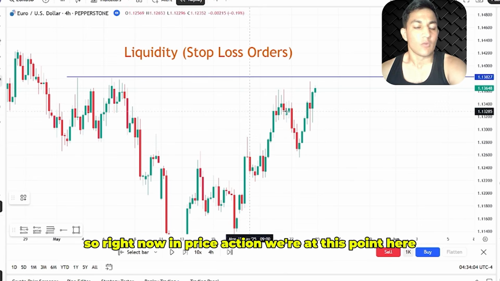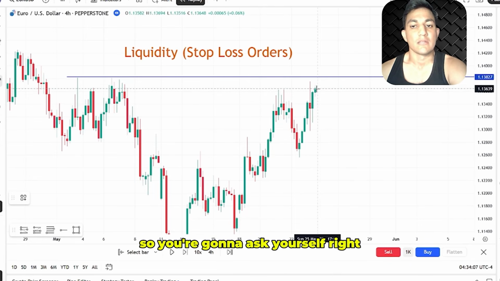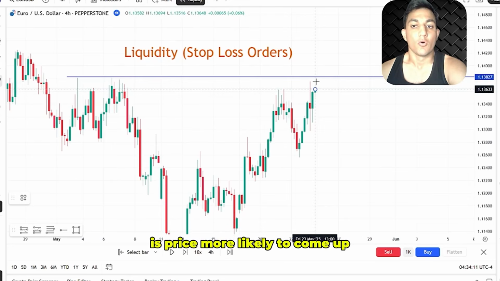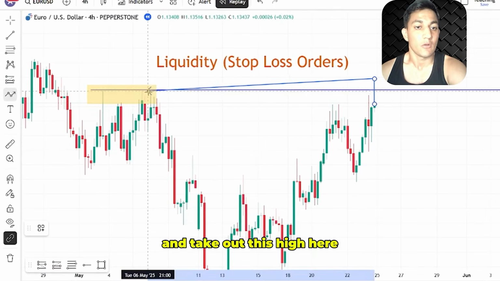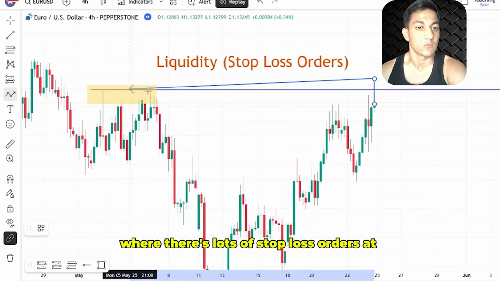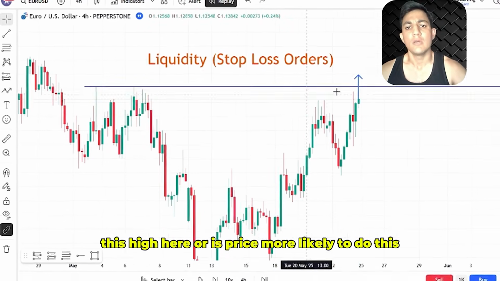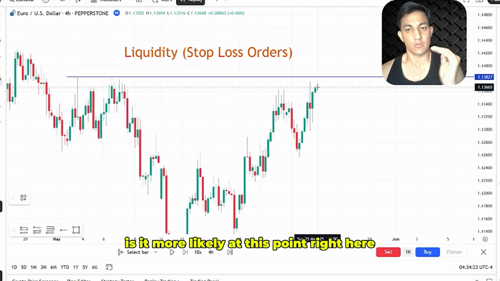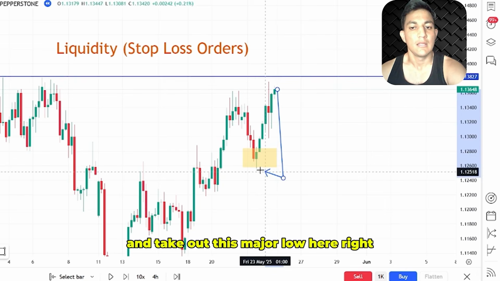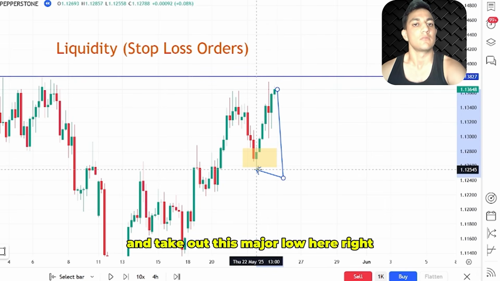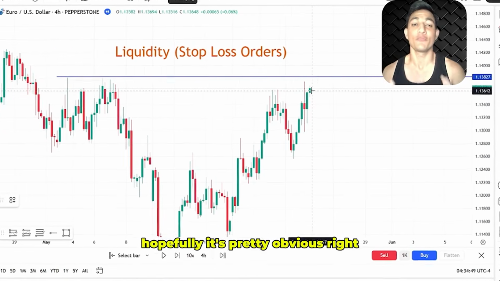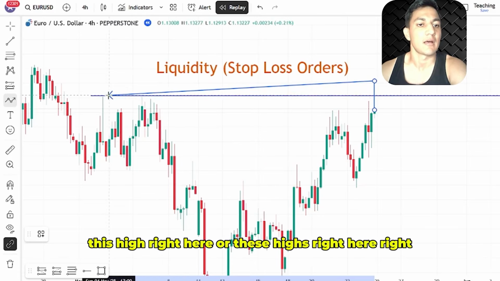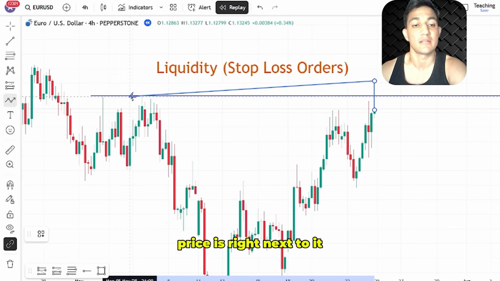So right now in price action, we're at this point here. So you're going to ask yourself, right, you're going to look to the left hand side of the chart, is price more likely to come up and take out this high here, where there's lots of stop loss orders, or is price more likely to do this? Is it more likely at this point right here to come all the way down and take out this major low here, right? Which one is more likely? Hopefully it's pretty obvious, right, that price is more likely to come up and take out this high right here, or these highs right here, right? Price is right next to it.